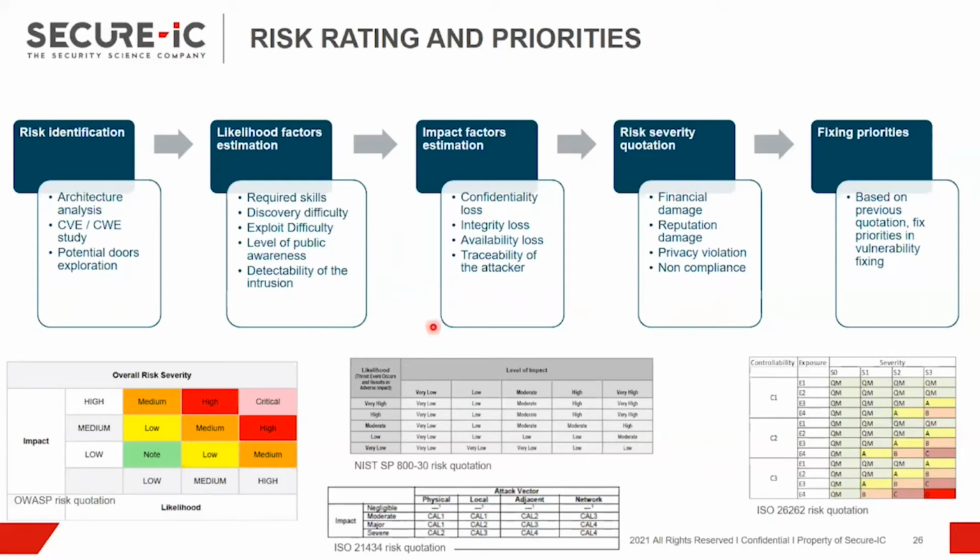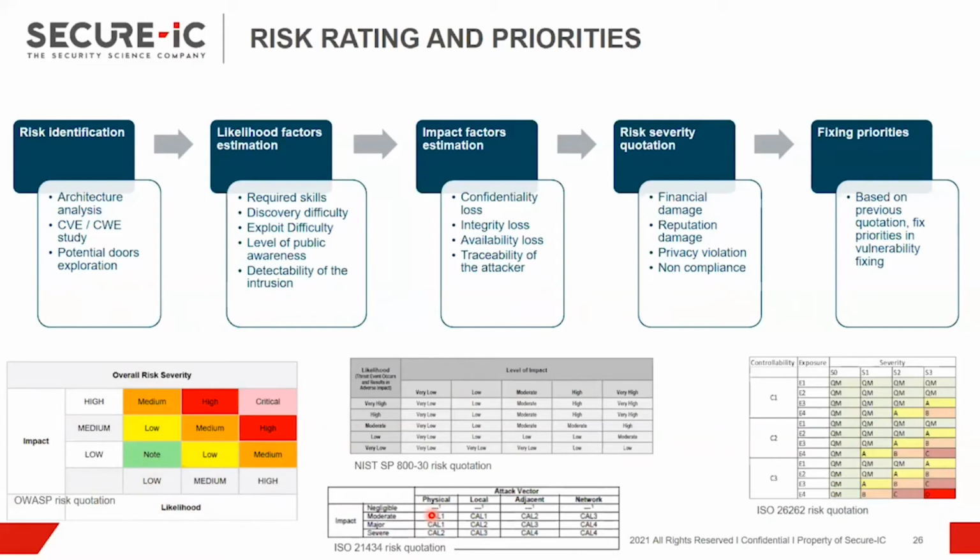Here you have a few examples of matrices which are used to quote the different risks. This one is linked with an OWASP model where you have different levels in terms of likelihood of the attack, low, medium, high, and the impact of the attack. You have here an example which is used in NIST SP 800-30, or the one which is used in ISO 21434. The idea is to classify the attack and to define what can be the potential risk when this attack is ensured on an embedded system or an infrastructure.